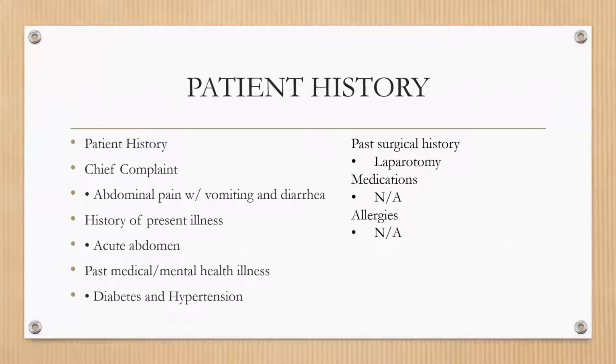And for the patient history, the patient complained of abdominal pain for 3 hours after eating, associated with vomiting and diarrhea twice. Additionally, there was no urinary complaint, chest pain, or fever. Her present illness is acute abdomen, and she has diabetes and hypertension. Furthermore, the patient had previously undergone a laparotomy, and she doesn't have any medications or any signs of allergies according to her medical history.